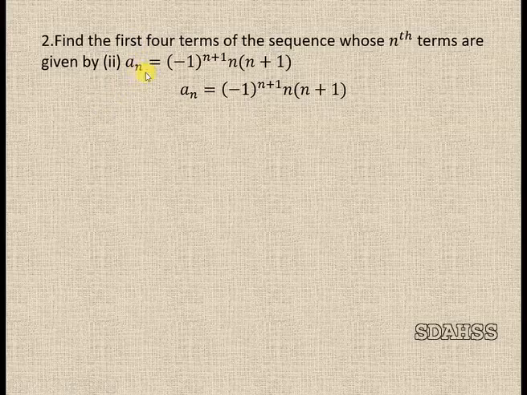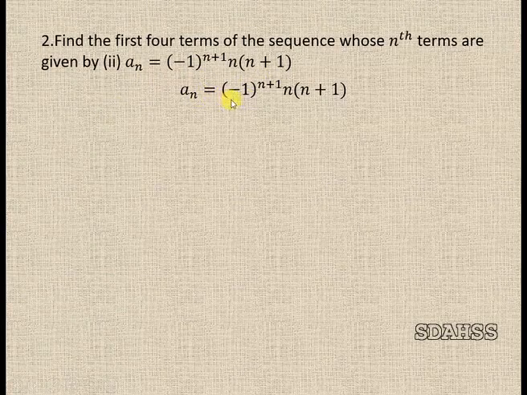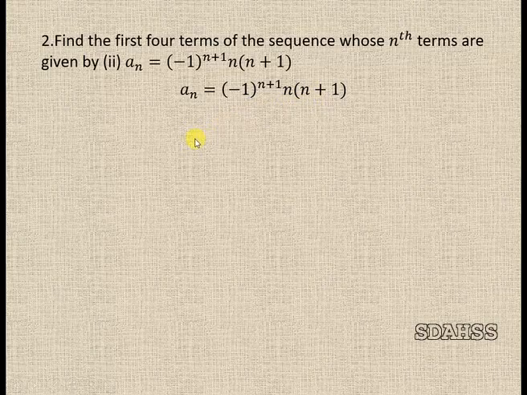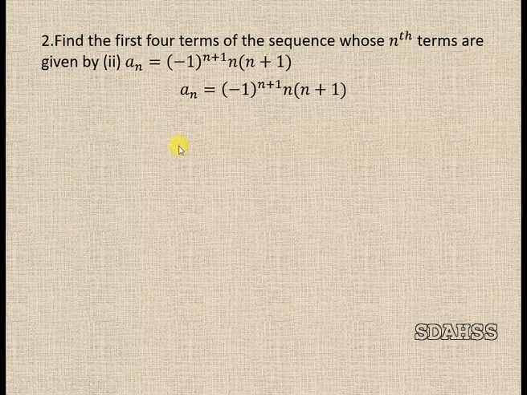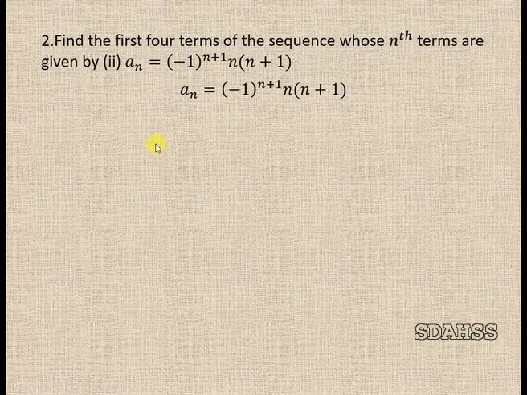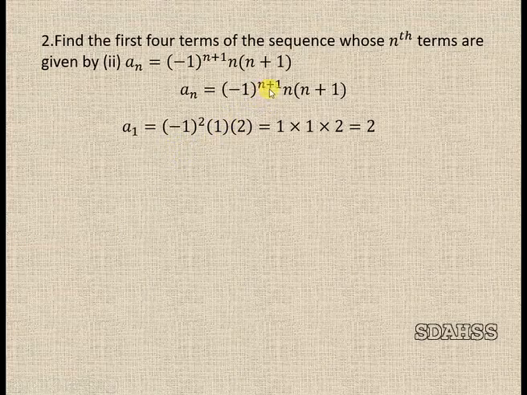Subdivision 2. An is equal to (minus 1) to the power n plus 1, into n into n plus 1. Substitute n is equal to 1, 2, 3 and 4. In the place of n you have to substitute 1. So you have A1 is equal to (minus 1) squared, 1 plus 1.